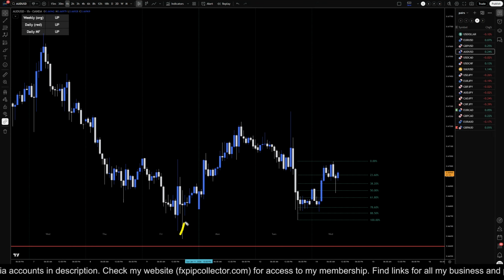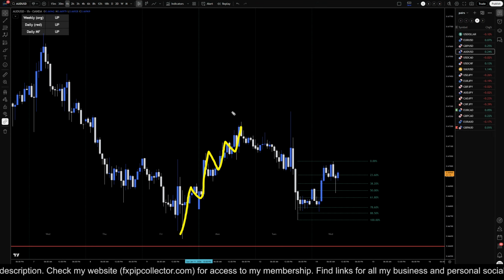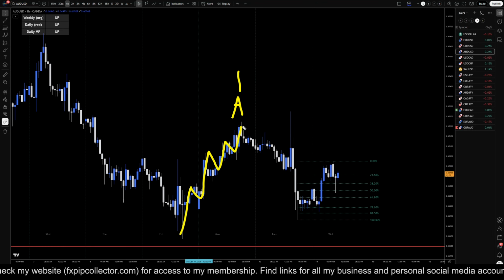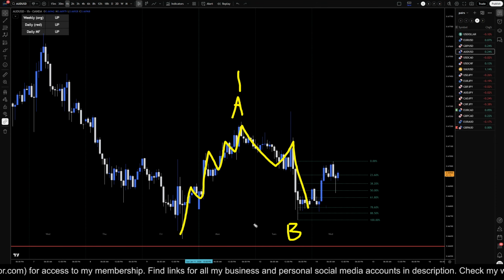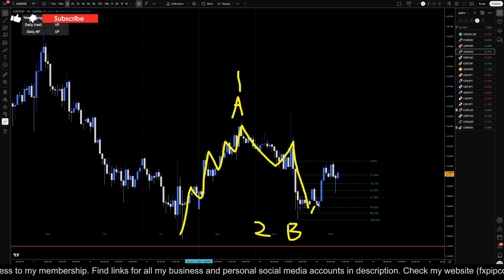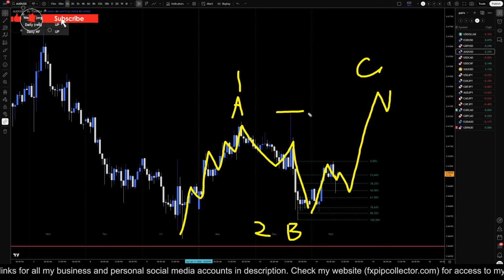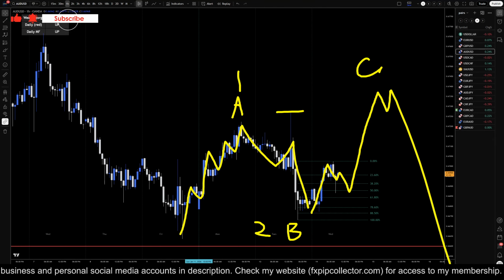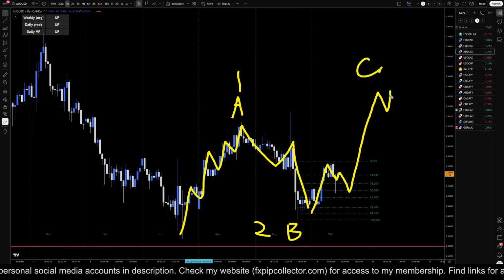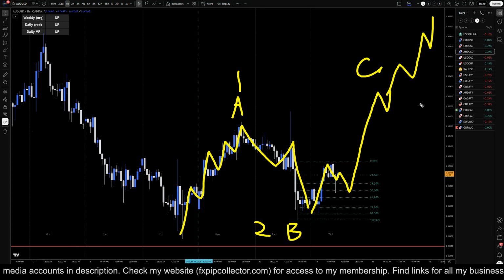Just like the other pairs, this has an impulsive uptrend right here, probably an A or a 1. This is probably corrective down, so 1, 2, 3 down for a B or a 2. And just like the other pairs, there's probably a pretty good chance that this is now going up for either a C, which would go up and grab the highs looking like this and then turn back down, or it's possibly a wave 3. And if it really is a wave 3, just like the other pairs, it will continue to make higher highs, higher lows.